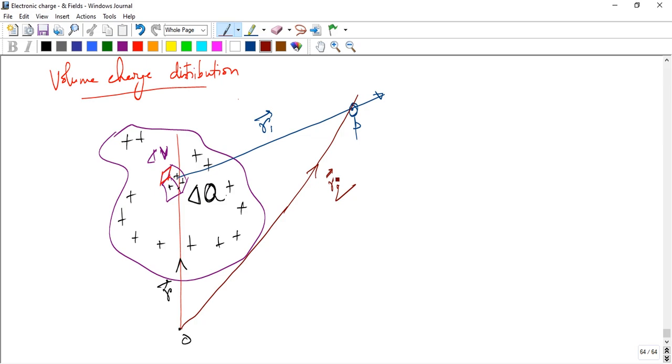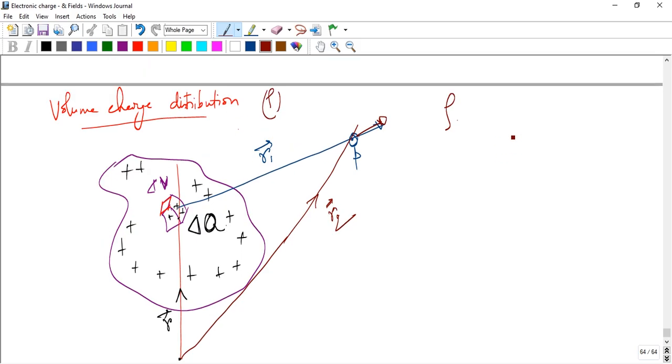Volume charge distribution is symbolized by rho. Rho is equal to the amount of charge enclosed by the small volume delta V, that is, the total charge per volume, the total charge enclosed by the total volume.